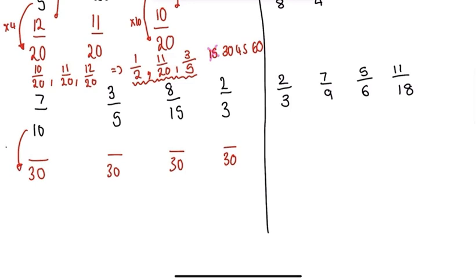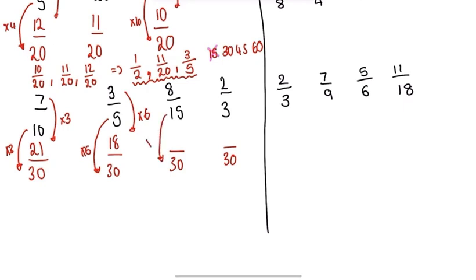This one I would have to times by 3, also times the top by 3, which is 21. Here I'd have to times the bottom by 6, so make sure I'm timesing that top by 6. 15 to 30, I just need to times it by 2 here, and make sure I'm doing the same to the top. And then the last one, to get from 3 to 30, I have to times by 10. So I'd get 20 over 30.